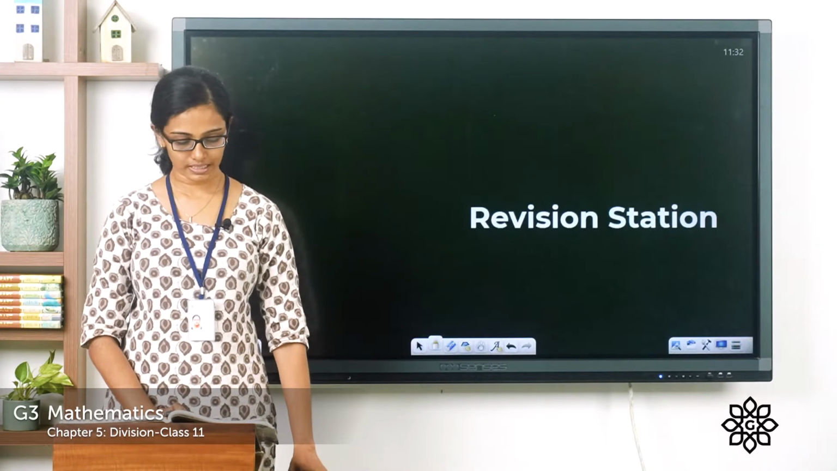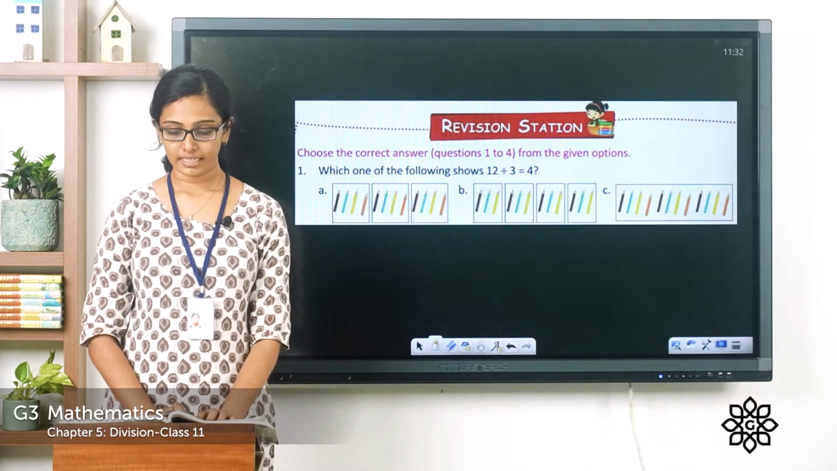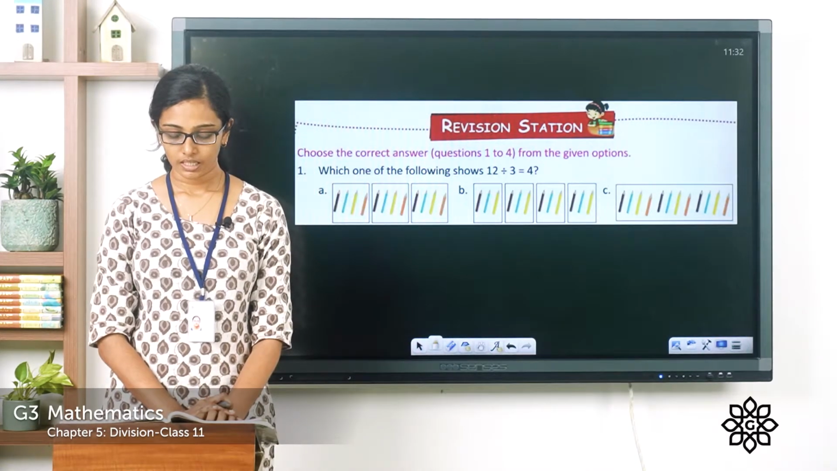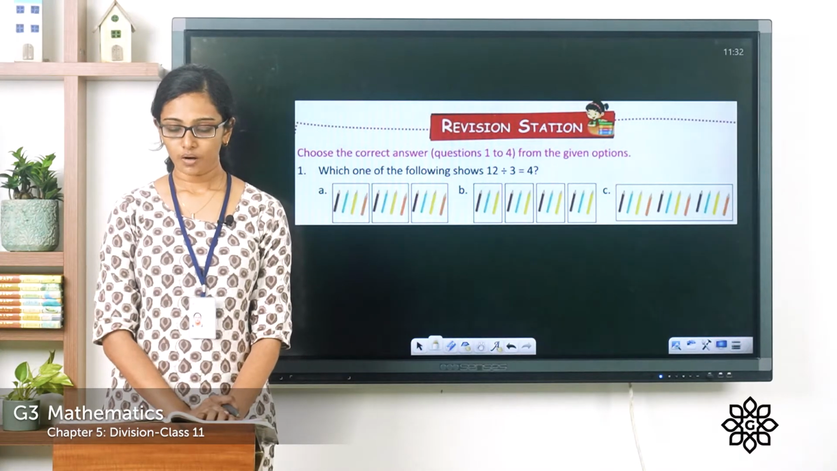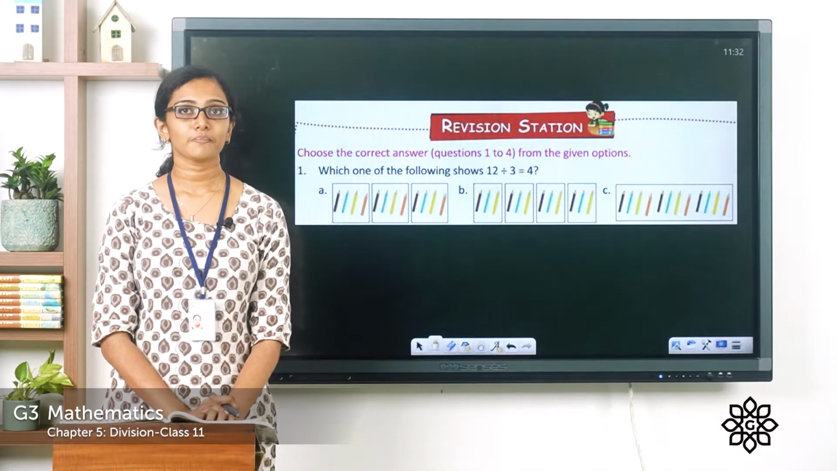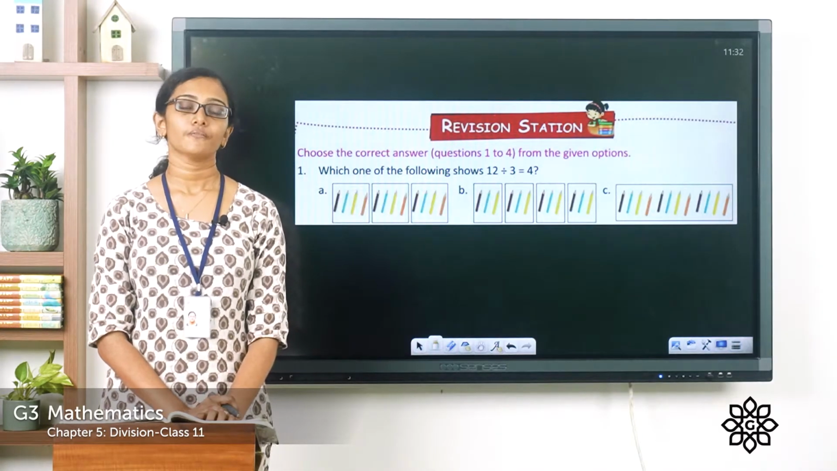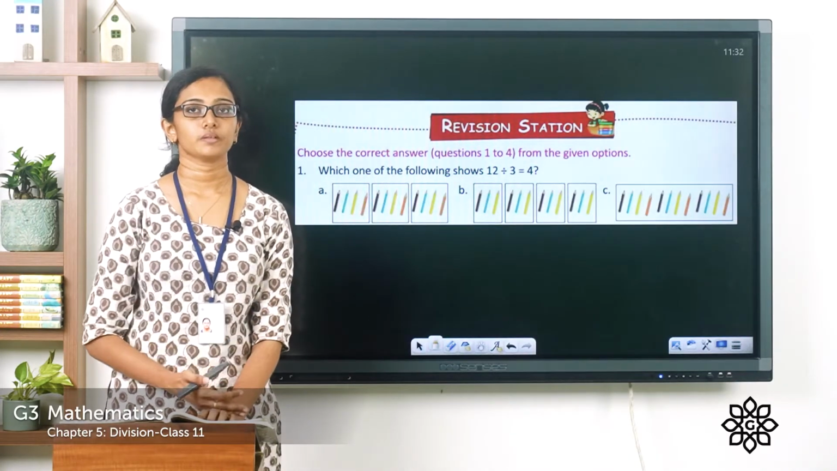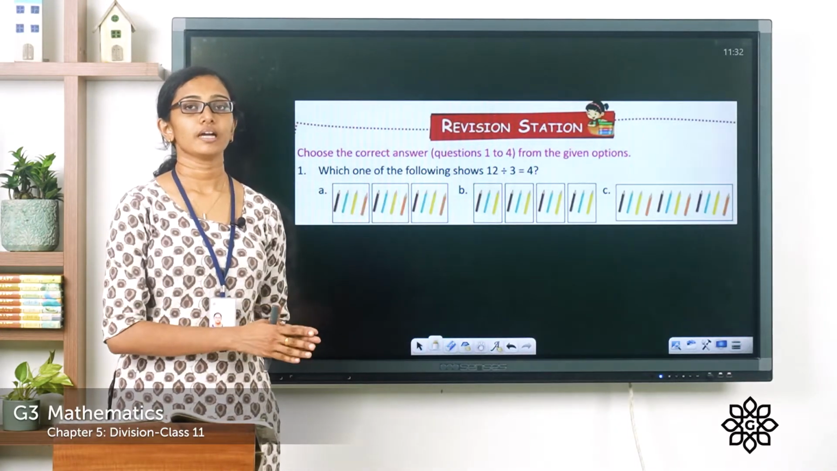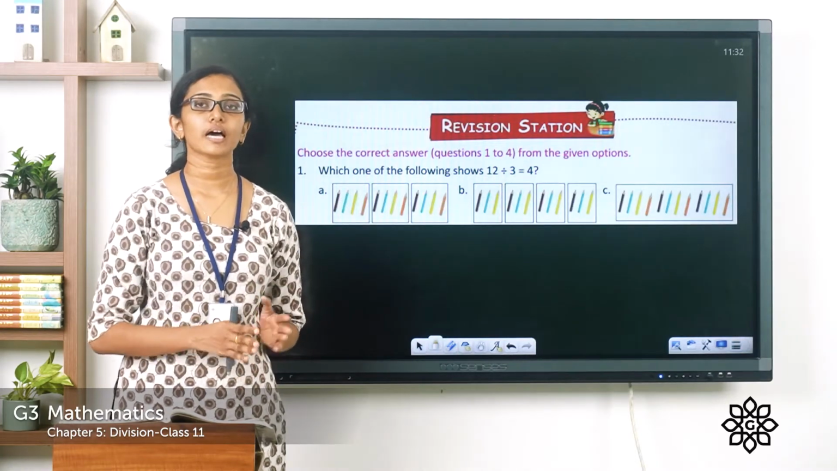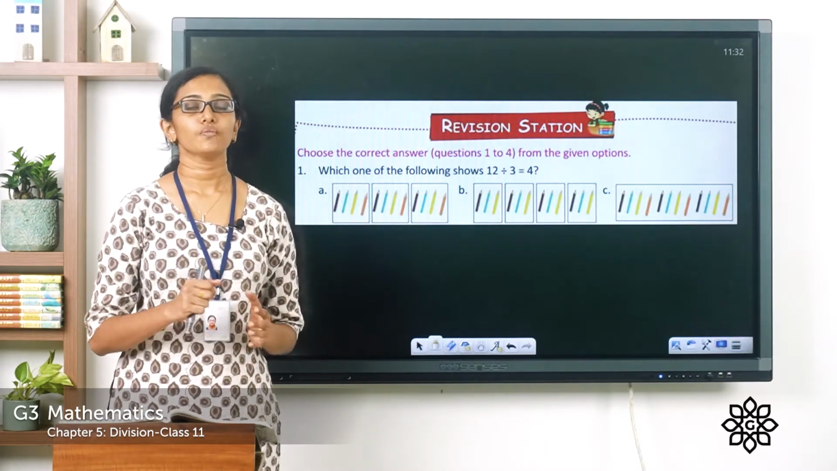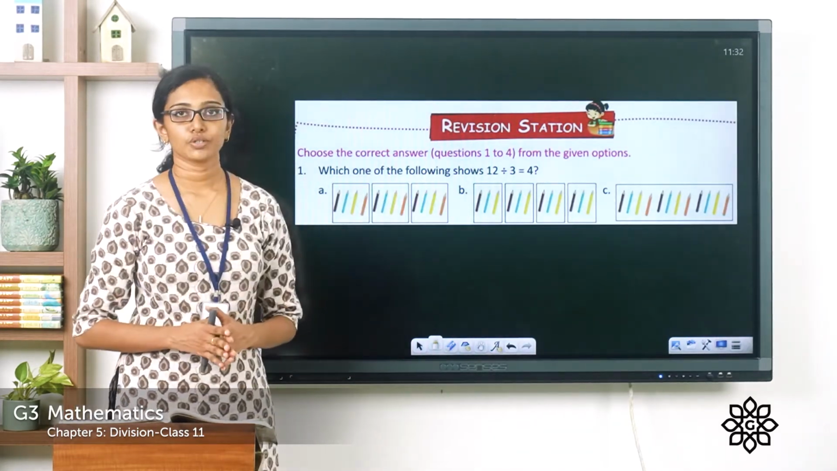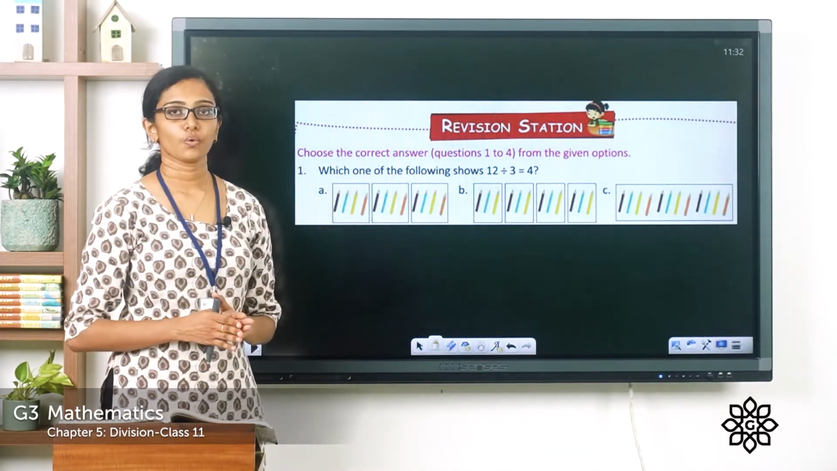Let's see the first question. Choose the correct answer, questions 1 to 4, from the given options. Question 1: which one of the following shows 12 divided by 3 is equal to 4? So what do you mean when you say 12 divided by 3? It means 12 is divided into 3 equal groups and each group will have 4 items, right? So which is the picture that shows 12 divided by 3 equal to 4 here?